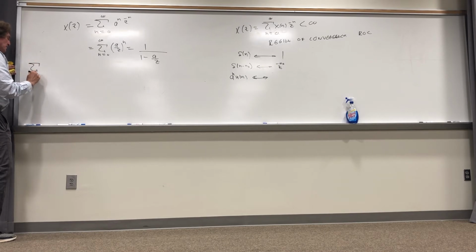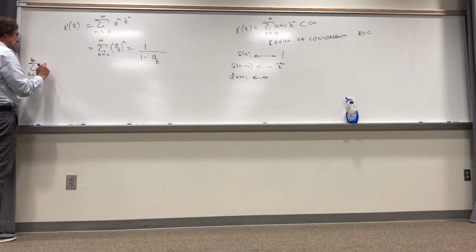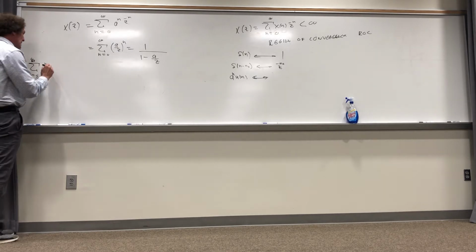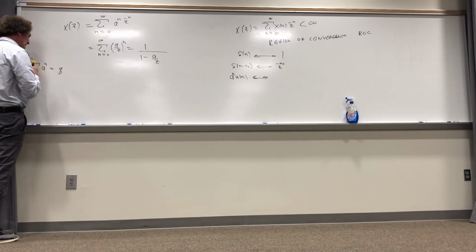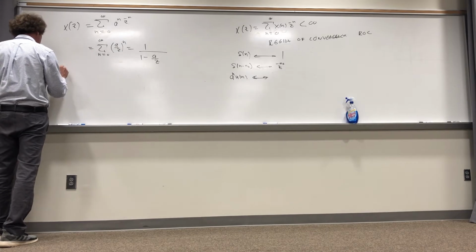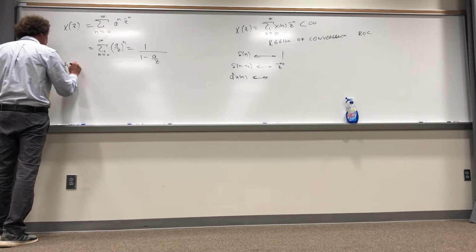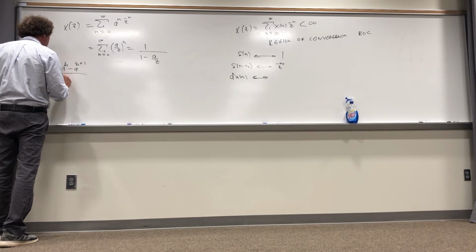The summation from n equals q1 to q2 of a to the n. Now, a can be anything. It can be real or complex. n is an integer. This is going to be equal to a to the q1 minus a to the q2 plus 1 over 1 minus a.